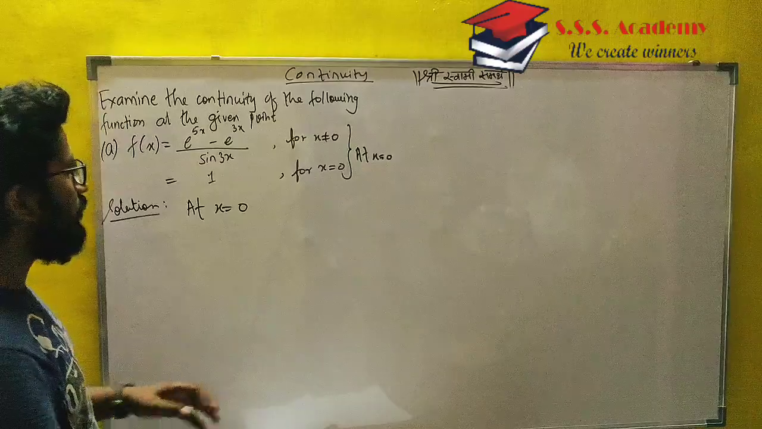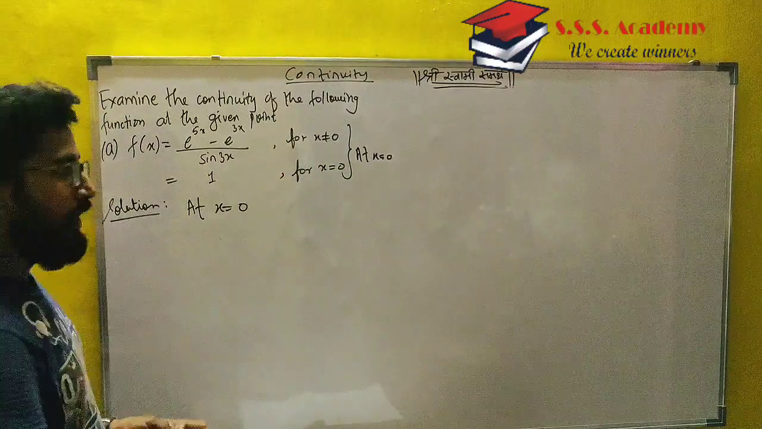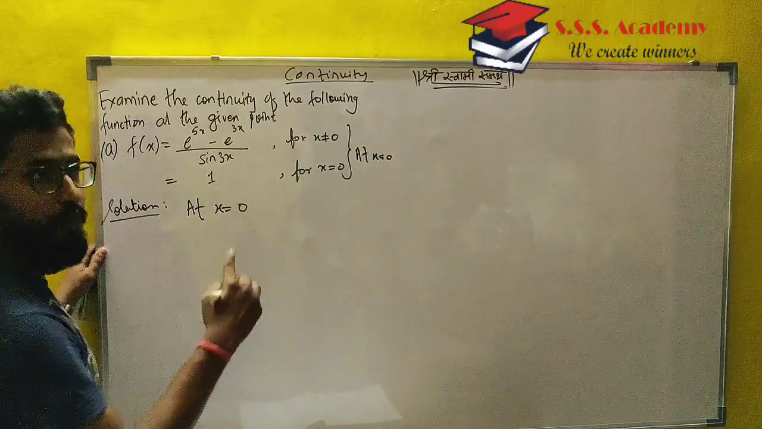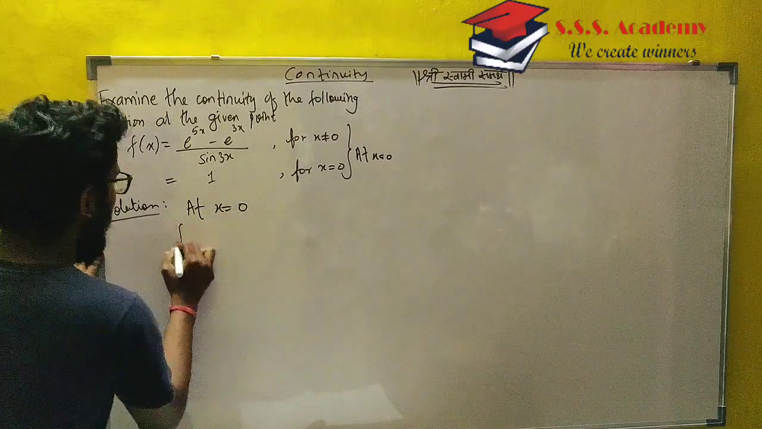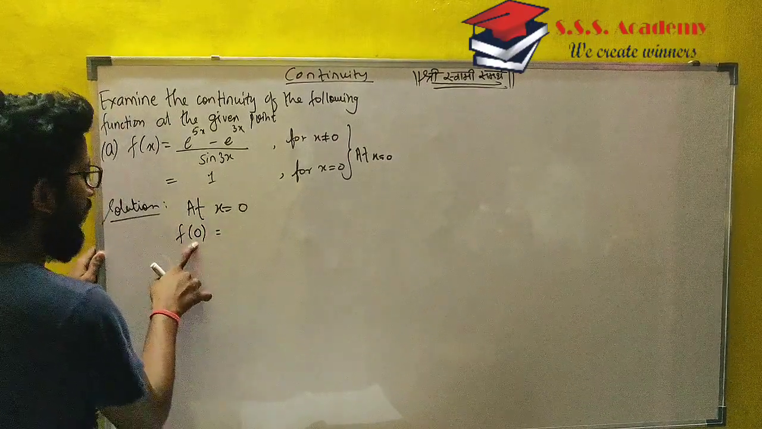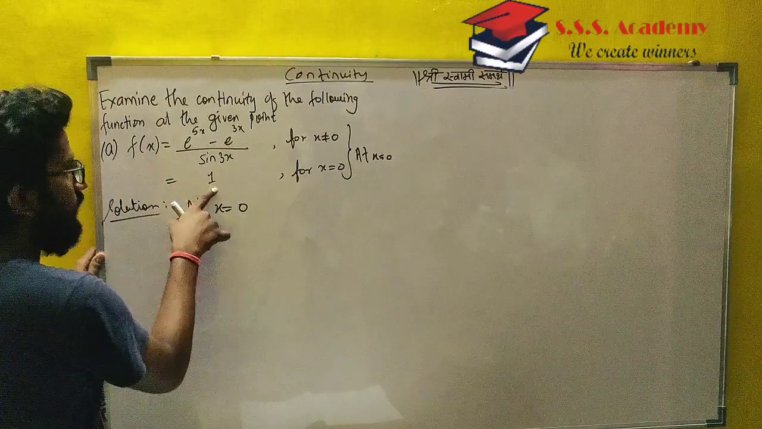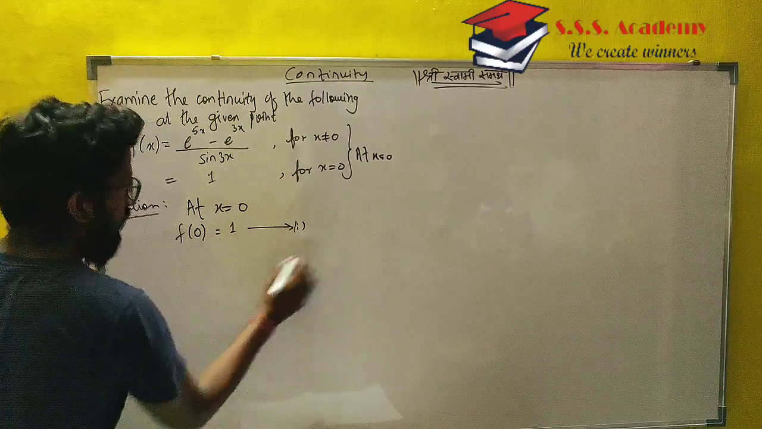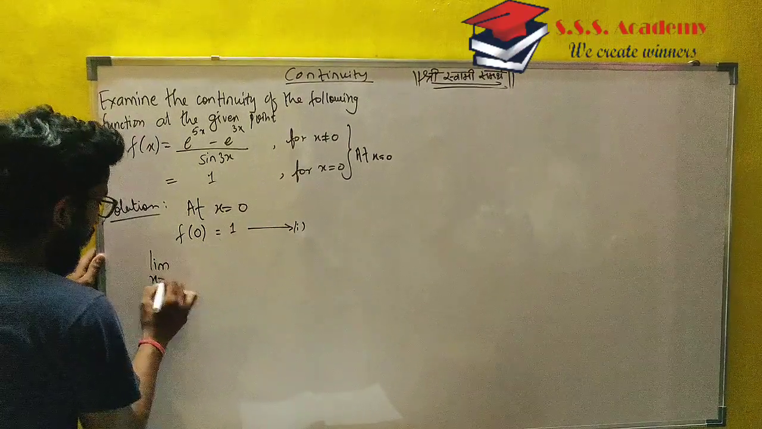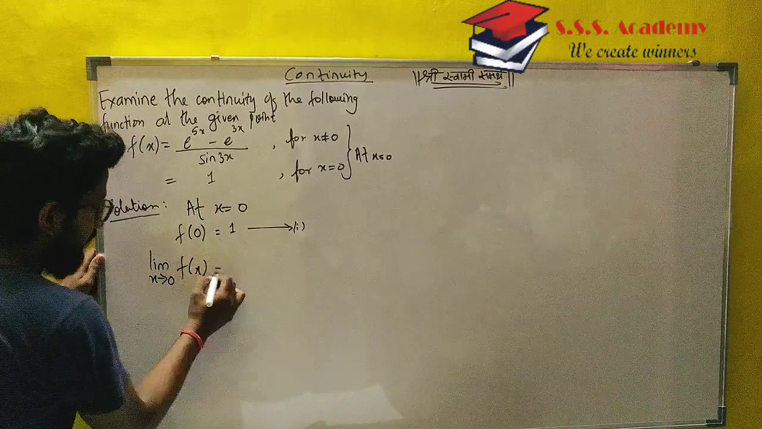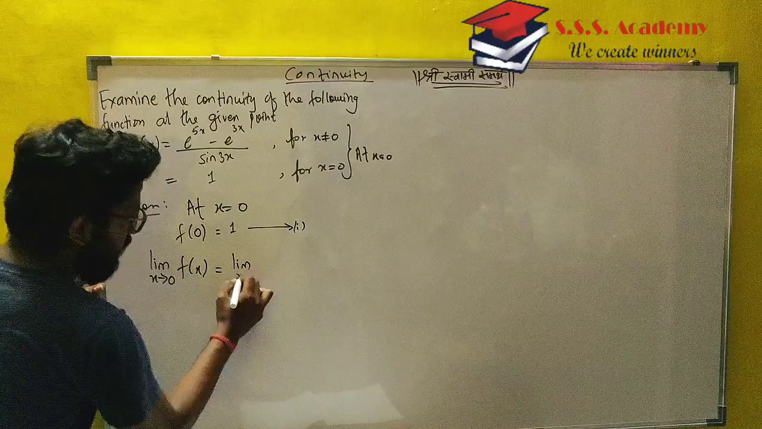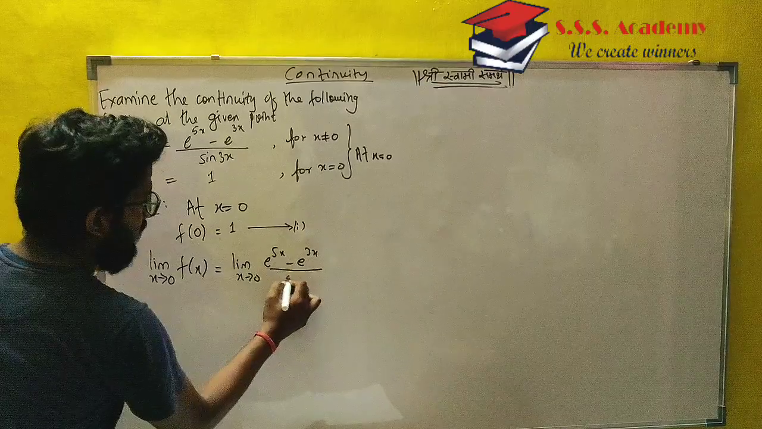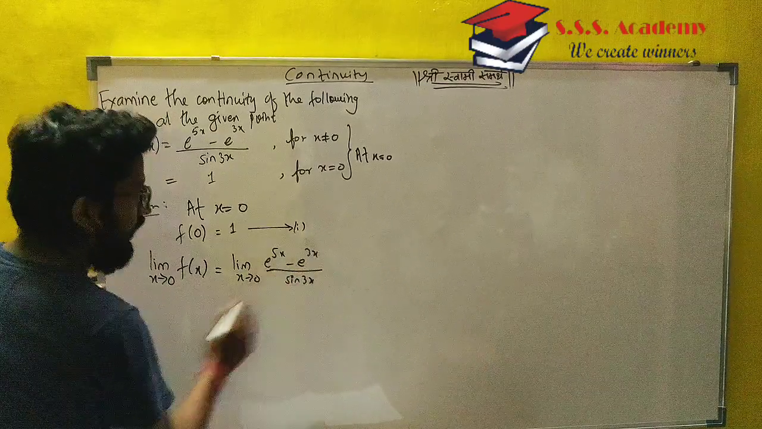Now we can see it is of the not equals type. So how are we going to do it? We know the condition: limit x tends to a, f of x equals f of a. So first of all, f of 0. When in place of x we put 0, the function value is 1 at x equals 0, and we'll keep it as equation 1. Now we are going to solve for limit x tends to 0 f of x. So limit x tends to 0 of e raised to 5x minus e raised to 3x upon sine 3x.